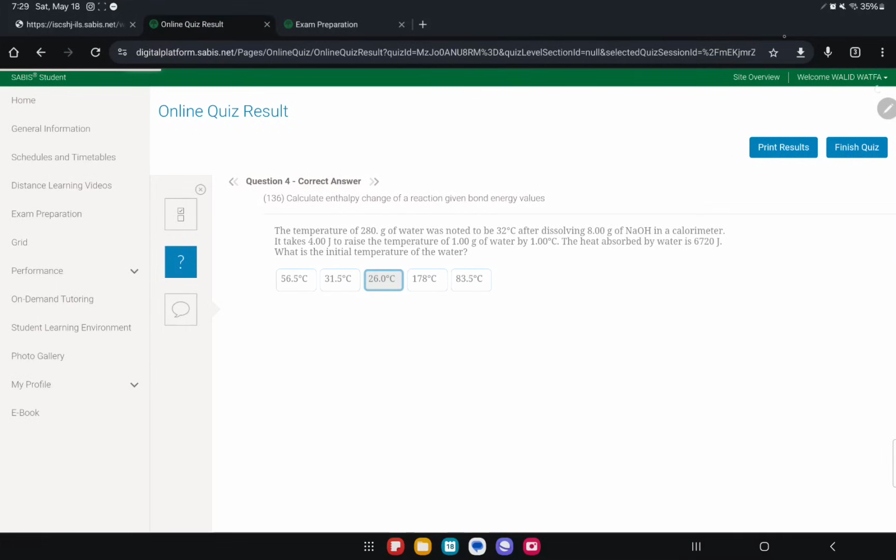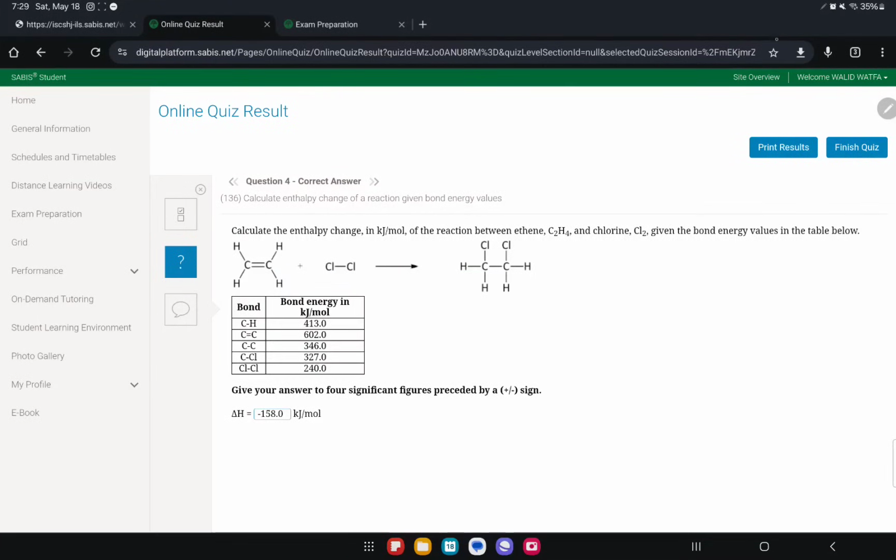Question 4. This one comes every MS. For the bonds, you add up this, then subtract this. So this one we have 4 CH bonds, so we can write that as 4 times CH, which is 413, plus we have a carbon double bond in the middle, so a CC bond, which is 602.